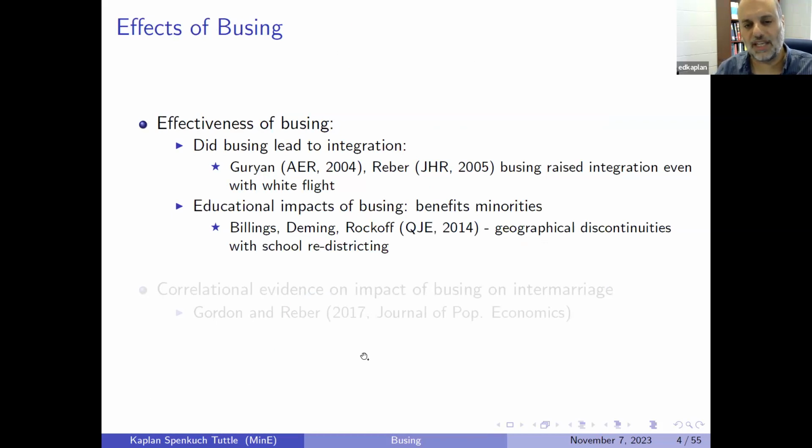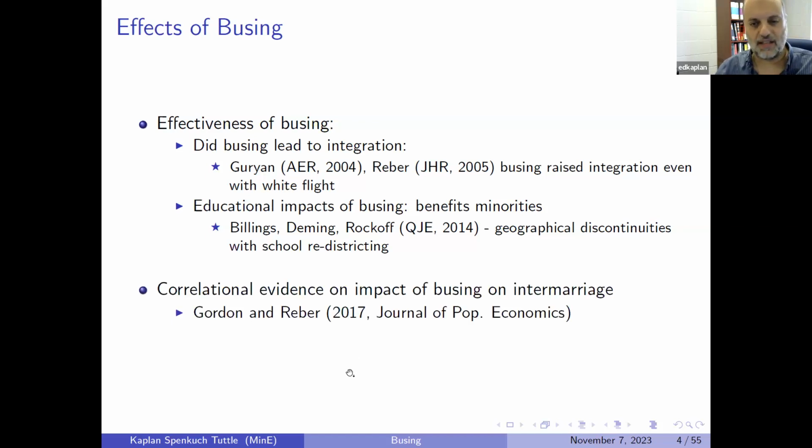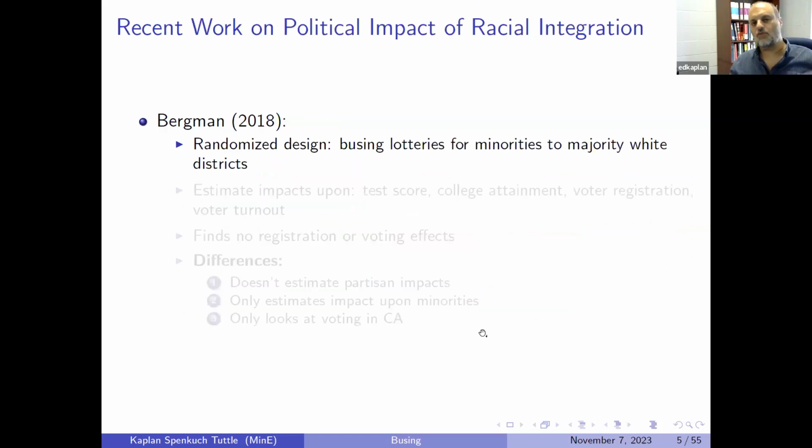There's been some work done looking at the impact of racial integration on educational attainment and educational quality. Billings, Deming, and Rockoff in QJE 2014 used geographical discontinuities at school district boundaries when they redistrict. They look at what happens to people who used to be in the same district. Now they're in different districts, and one of them is in a more integrated district. If they're a minority, what happens to their educational performance? They find overall positive impacts. There's also been some correlational evidence on some social impacts, such as the rates of interracial marriage. And there's been some recent work on the political impact of racial integration.